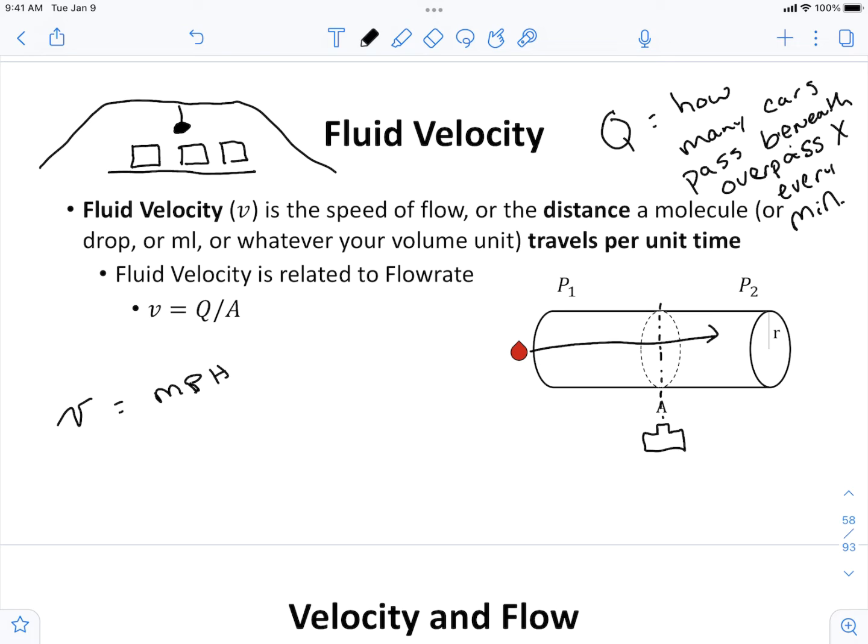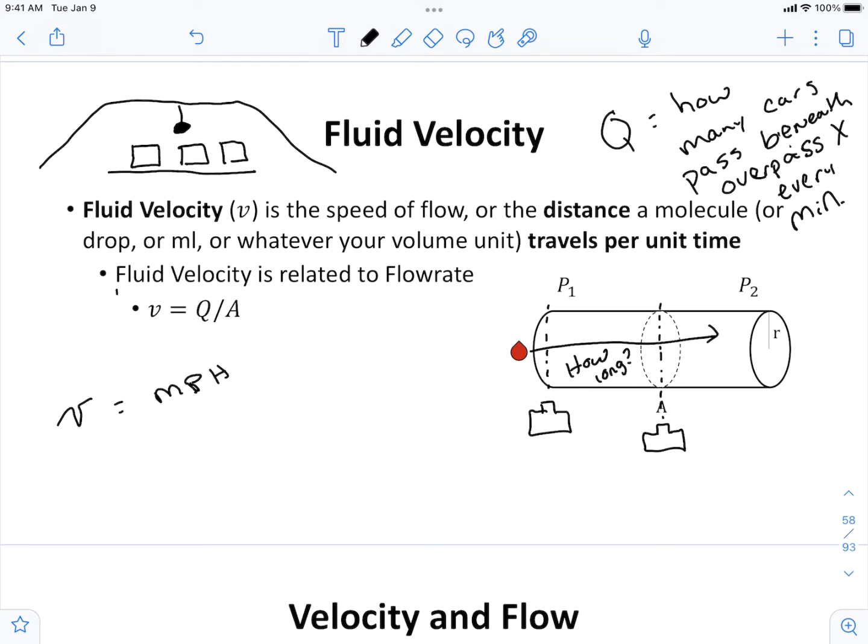On the other hand, let's say I'm going to set up 2 cameras. I have a camera at the starting line, so here's my starting line. And then A is my finish line. And now my question is, how fast does 1 drop move? How long does it take? So how long? And then I'm looking at velocity. And so that's the difference between Q and V.